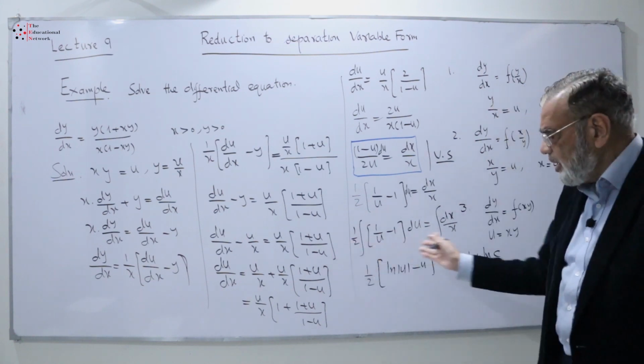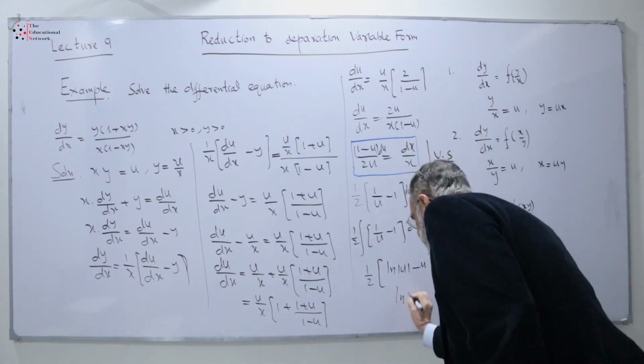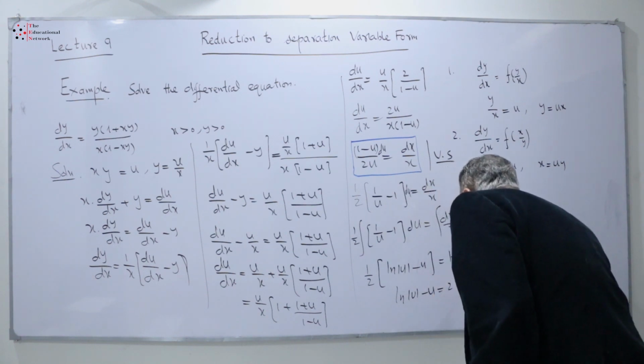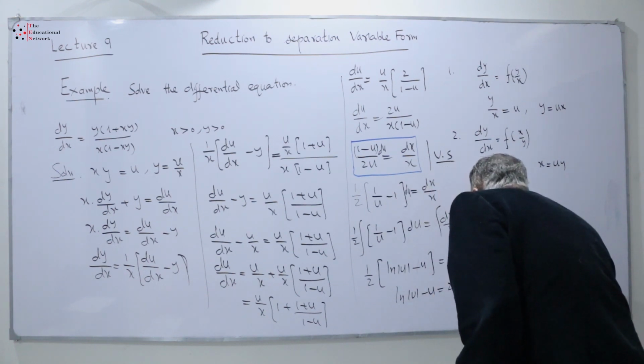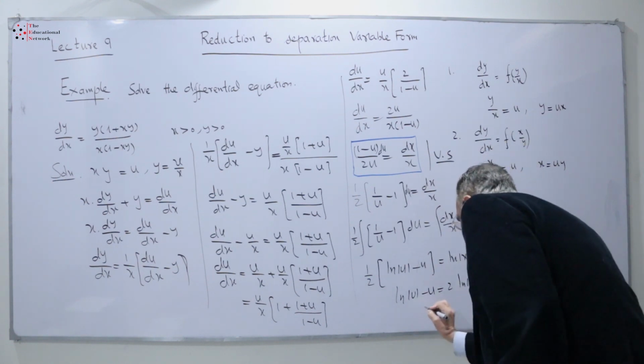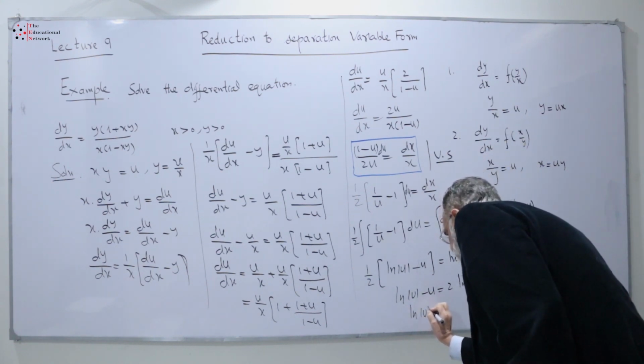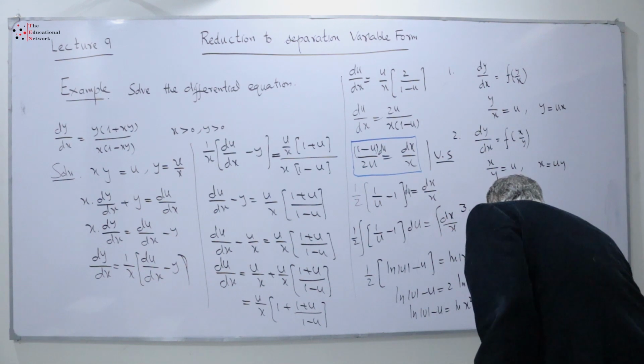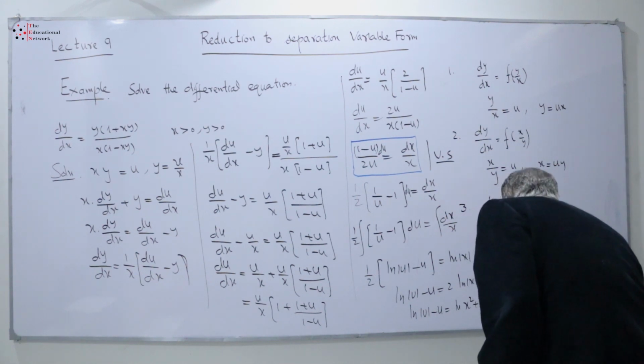I just simplify this one, multiply by 2, I get here ln of u minus u is equal to 2 times ln of x plus 2 times ln of c. Or we can write this one as ln of u minus u is equal to ln of x to power 2 plus ln of c to power 2, that's ln of x square c square.